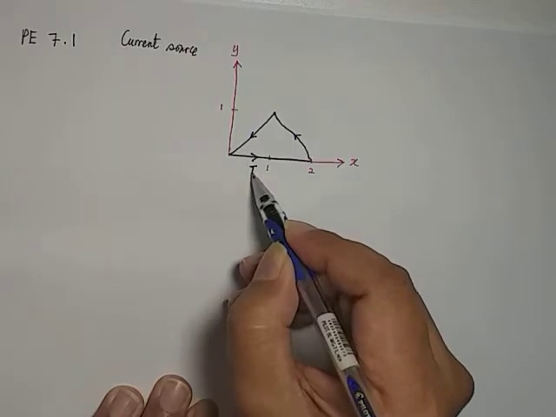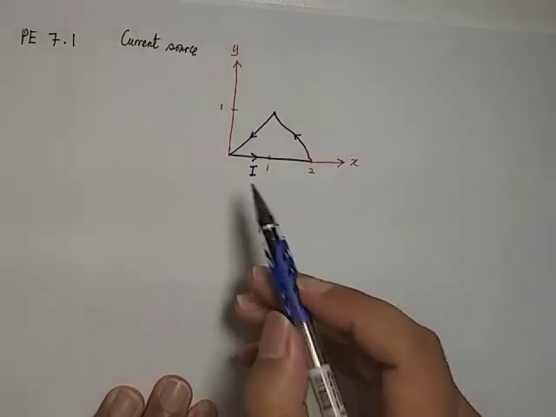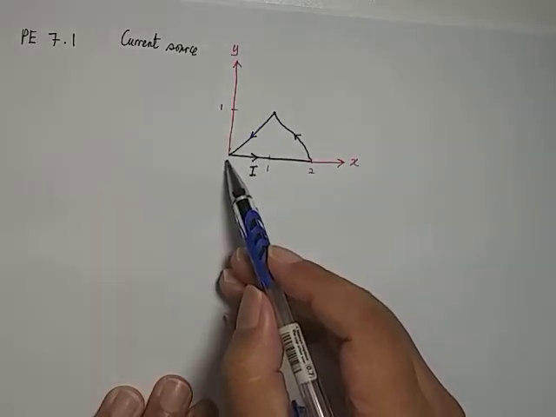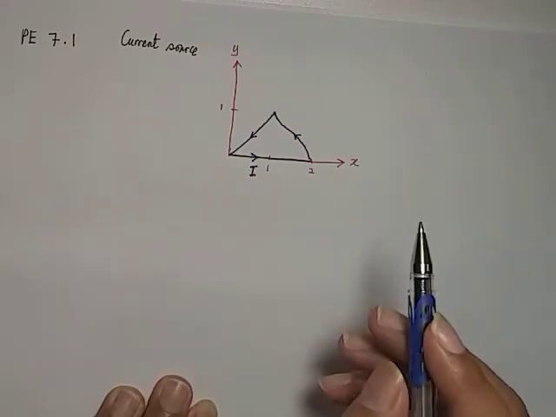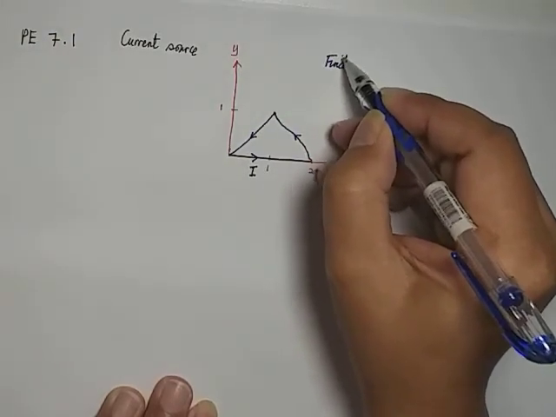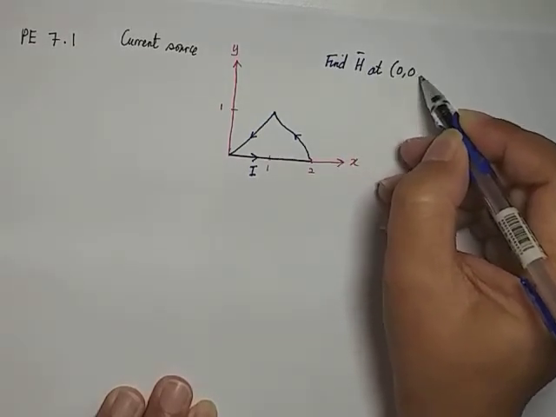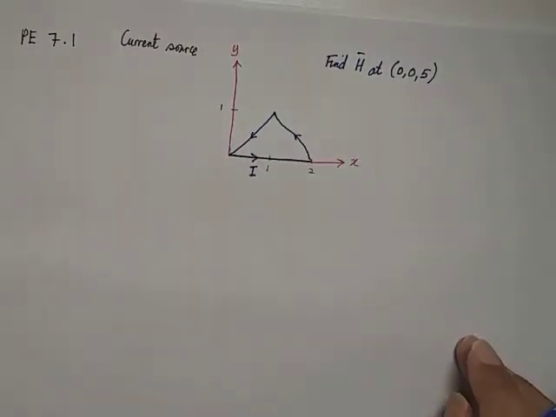It's given as I, the magnitude of the current, from 0, 0 moving to 2, 0, then to 1, 1, then back to the origin. That's how the current circulates in the diagram. So what the question asks us is to find H at (0, 0, 5). That is the question of practice exercise 7.1. Given the current distribution, we need to find H.